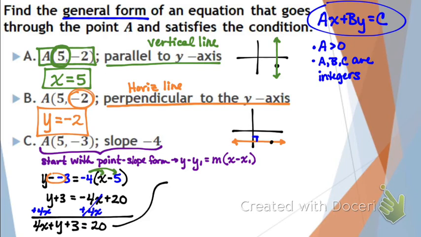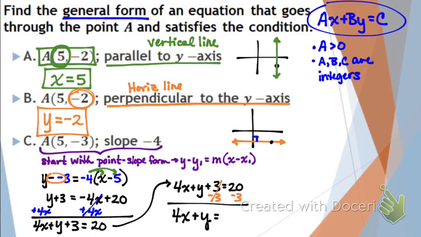What would I still need to do now? Subtract 20. Oh, subtract 3. Sorry, my apologies. 4x plus y equals what? 17. All right. Let's do a couple more like this. They're giving us conditions. They're telling me a point that it has to go through and giving me one other condition that it has to satisfy. We are coming up with an equation, and then we're converting it into standard form. So far, so good?